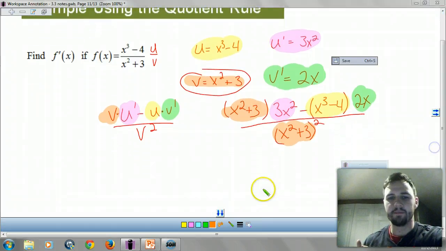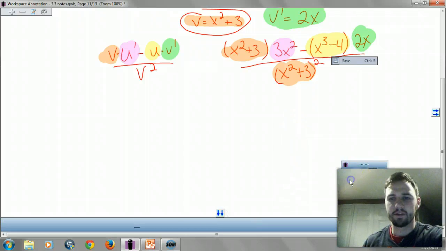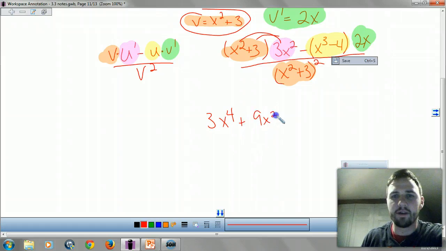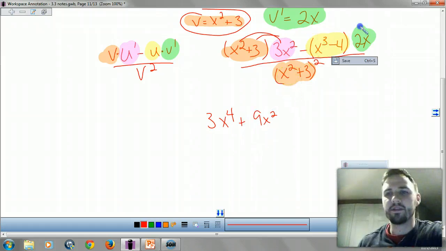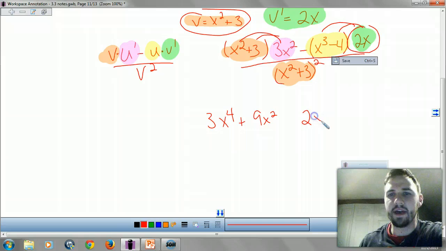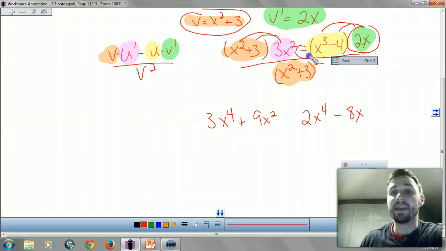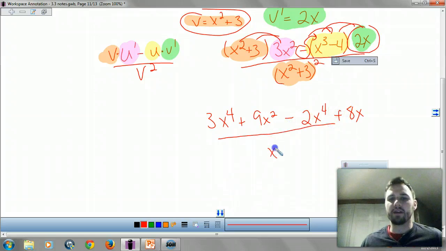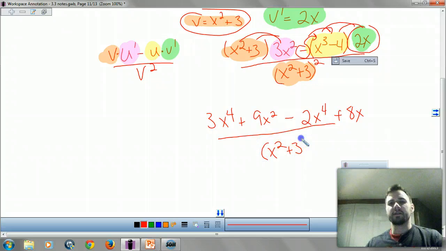But wait, you gotta make it look like something good. It looks like Easter up here. Okay, I'm gonna take this piece and distribute it through to both of those, so I get 3x to the fourth plus 9x squared, right? I'm going to take this 2x and distribute it to each of these, so you get 2x to the fourth minus 8x. Take this negative sign, and that has to hit both of those, right? So minus becomes a plus. All over x squared plus 3 squared.